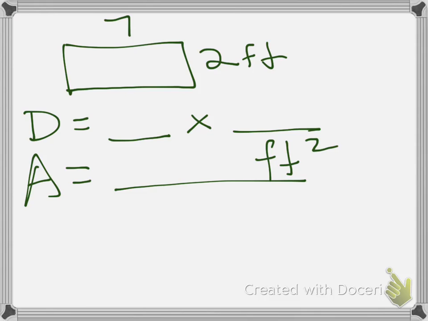Find the dimension and area of this shape. Alright, the dimension is a 7 by 2 or a 2 by 7. So if you multiply those together, you should get 14, and then my answer is in feet squared.